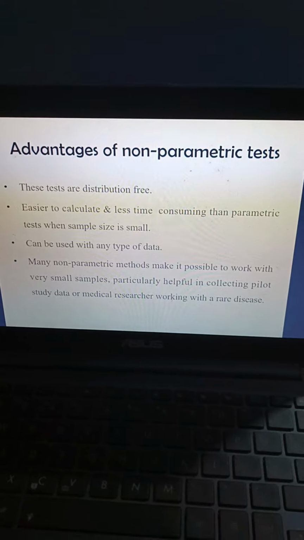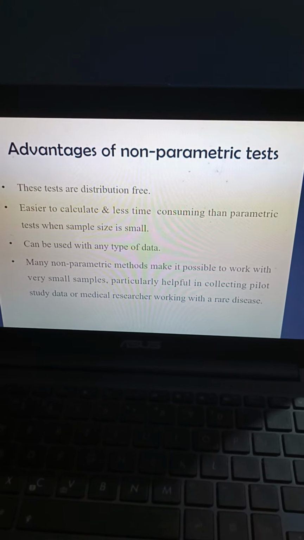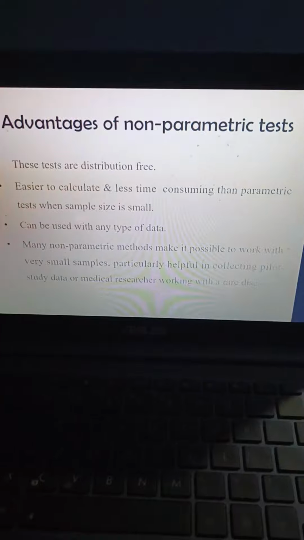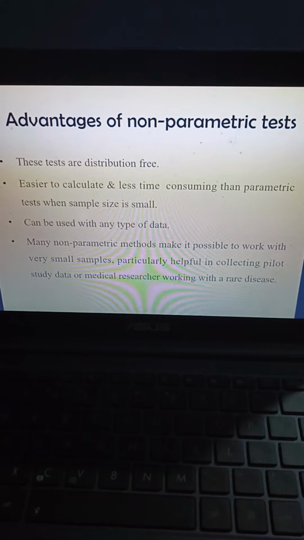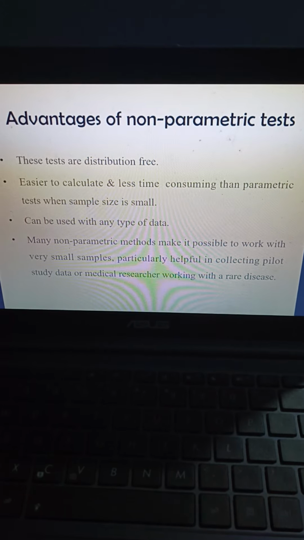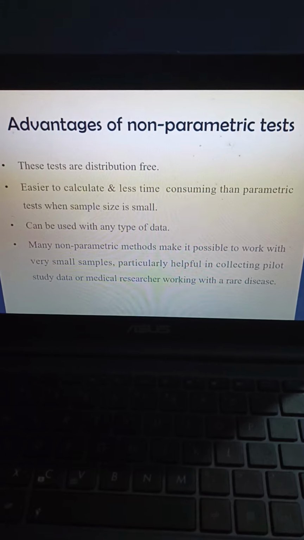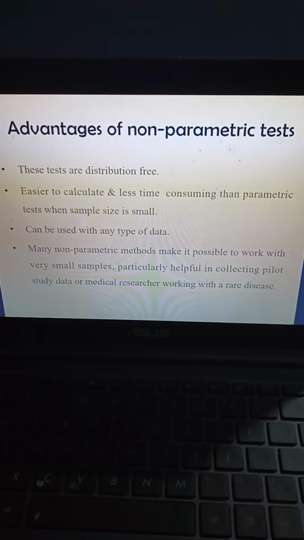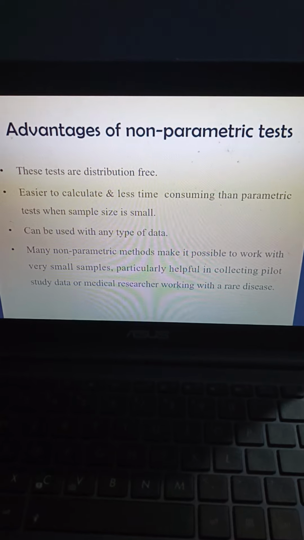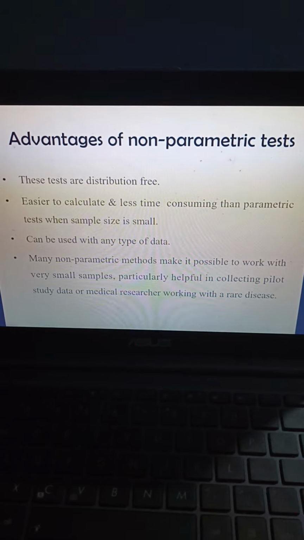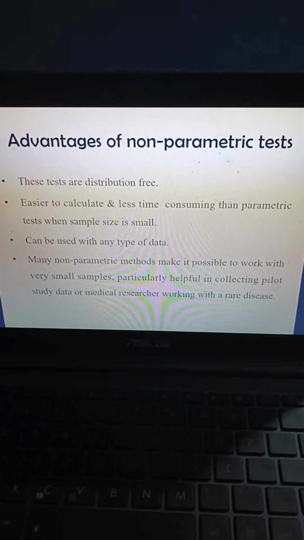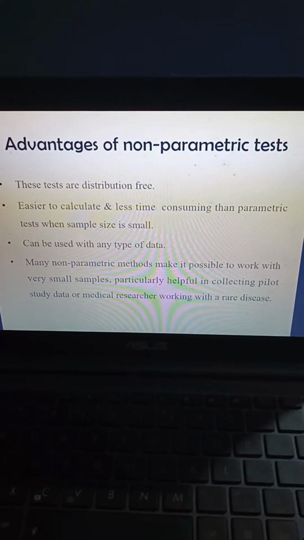Then coming to advantages of non-parametric tests, these tests are distribution free, easier to calculate and less time consuming than parametric tests. When the sample size is small, they can be used with any type of data. Many non-parametric methods make it possible to work with very small samples, particularly helpful in collecting pilot study data or in medical research working with a rare disease.